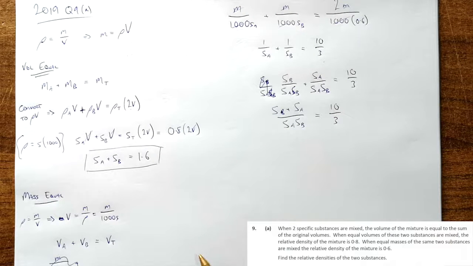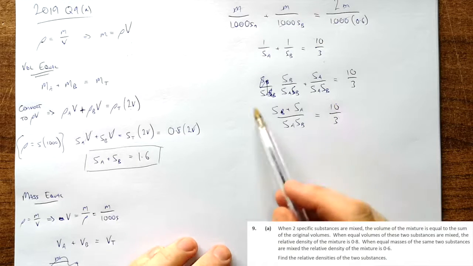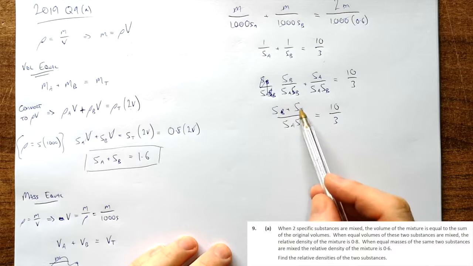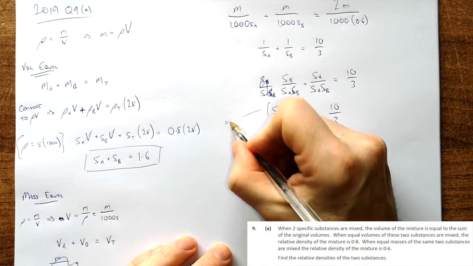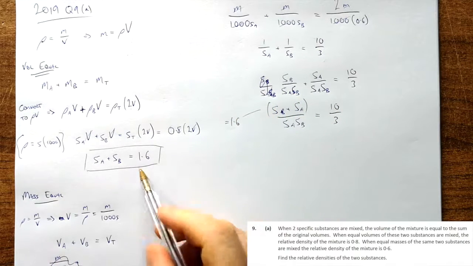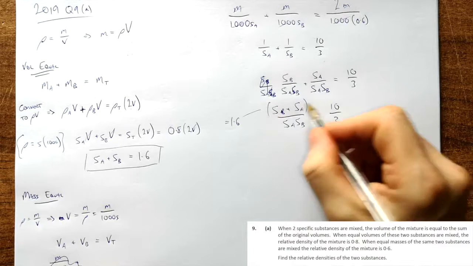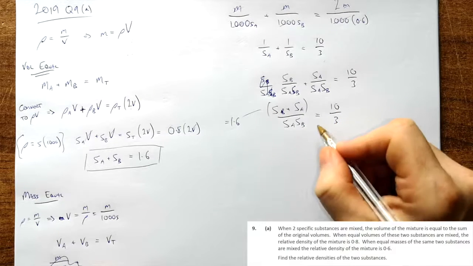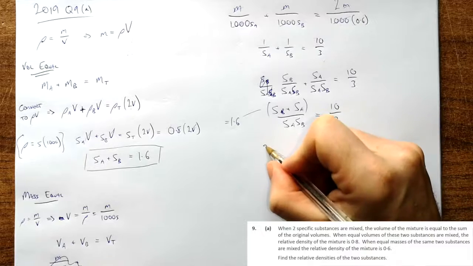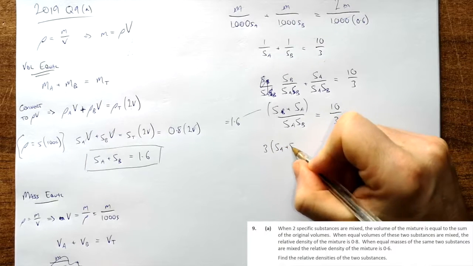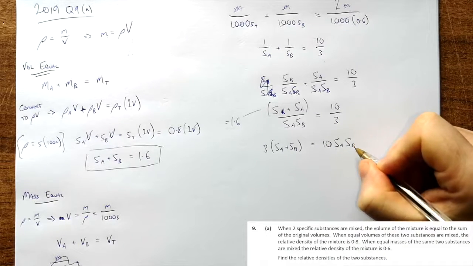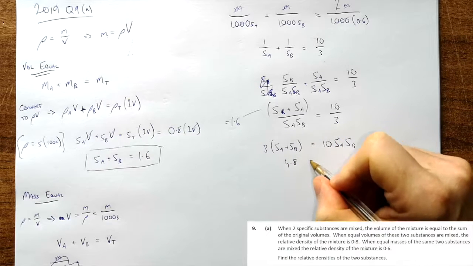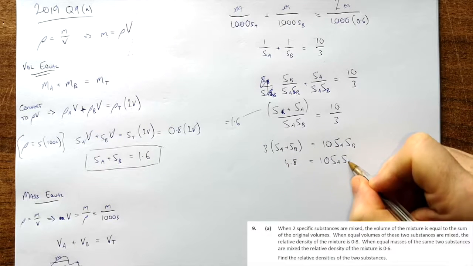Where can we go from here? Well, let's have a little think about this one. What have we got that we can kind of work on? What we know is that that's 1.6. Okay, so we'll take this, and that equals 1.6 from here. So let's do that, and we'll bring some of these across. I'm going to multiply across first. It's 3 factor of SA plus SB equals 10 SASB. So that's 4.8 equals 10 SASB.